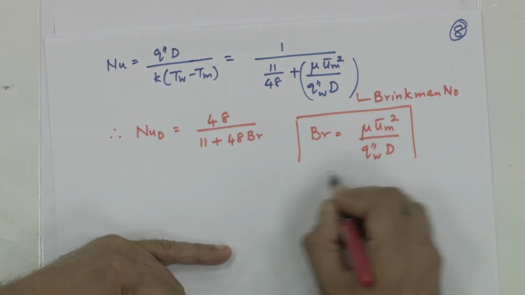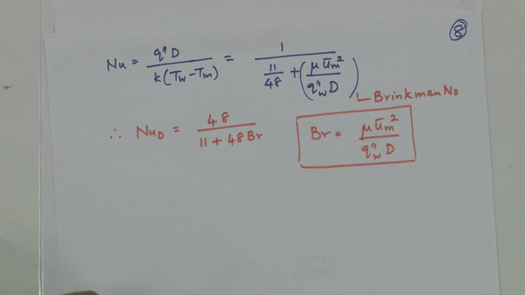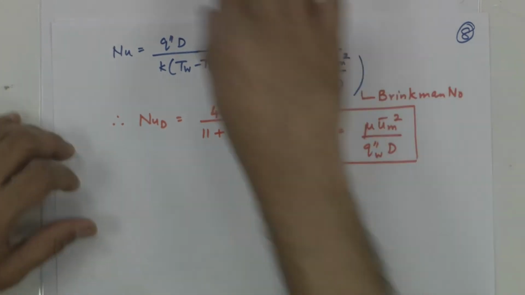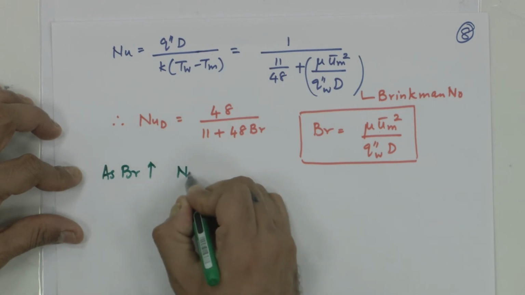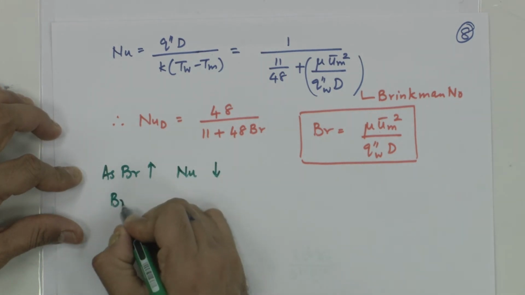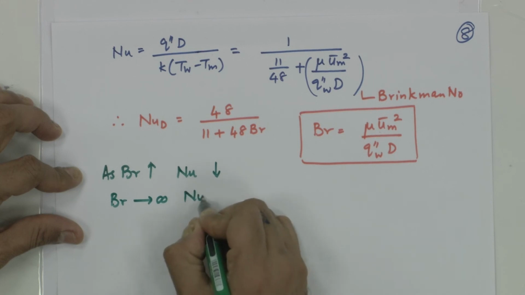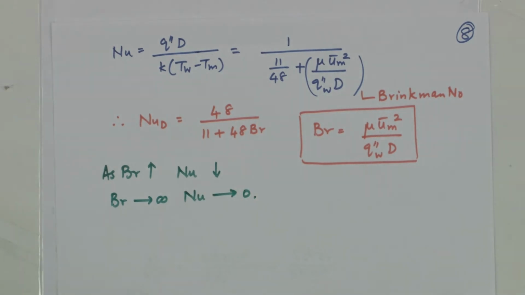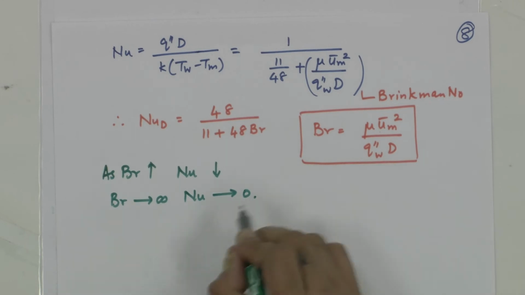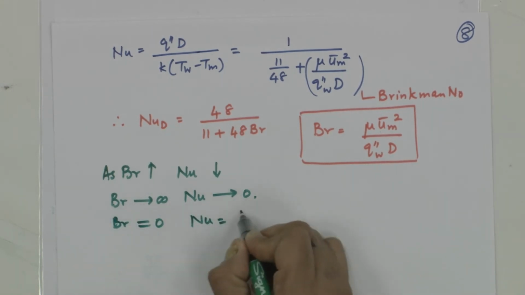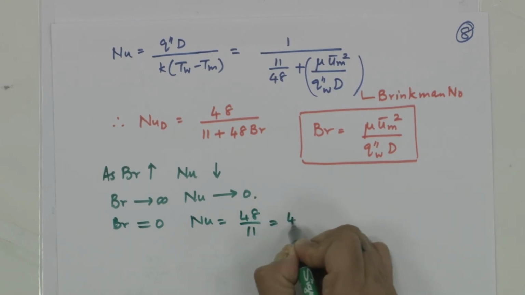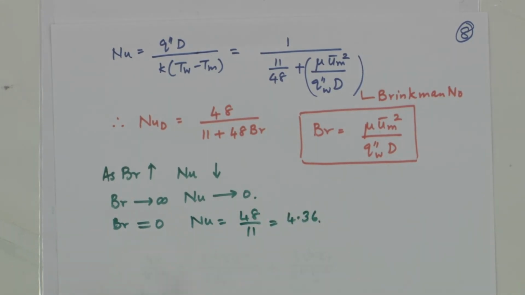So, you see here very quickly that as viscosity effect increases, Brinkman number increases. As Br increases, Nusselt number decreases. As Br tends to infinity, Nusselt number tends to 0. In the limiting case, when Br is equal to 0, Nusselt number is equal to 48 by 11, which is 4.36. So, this completes the effect of viscous dissipation.